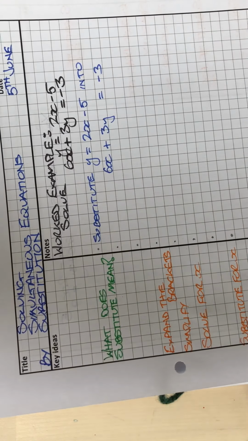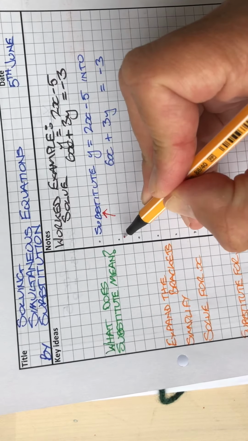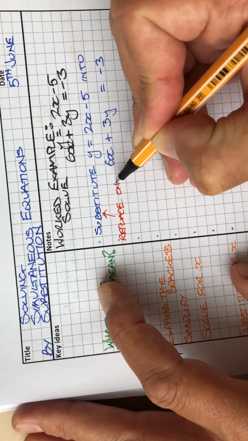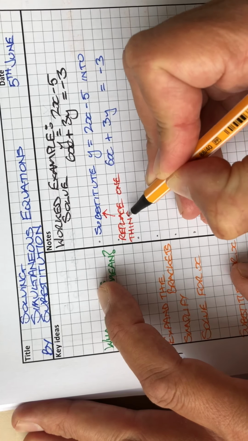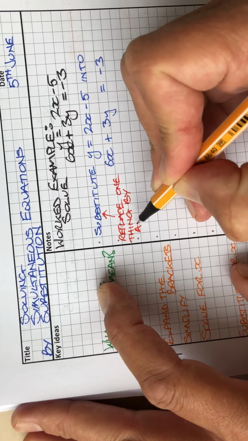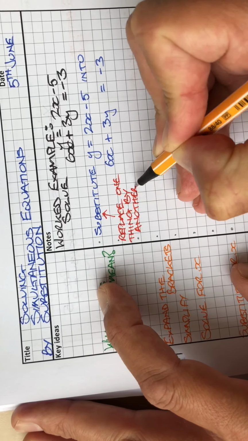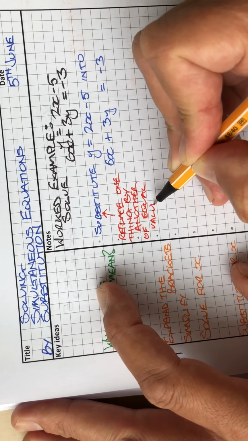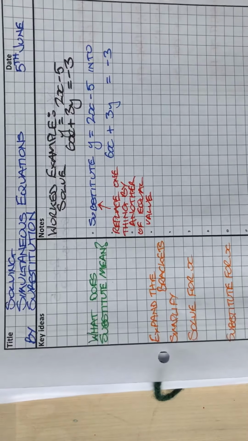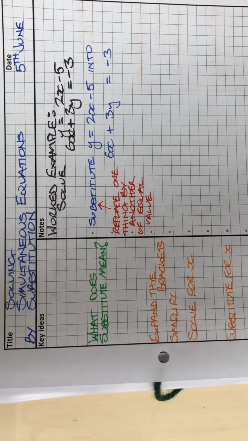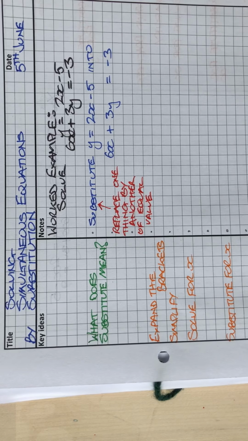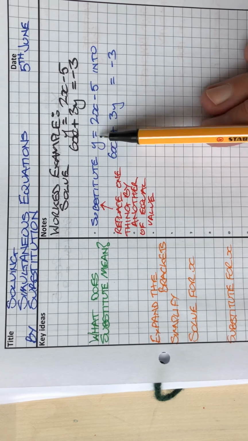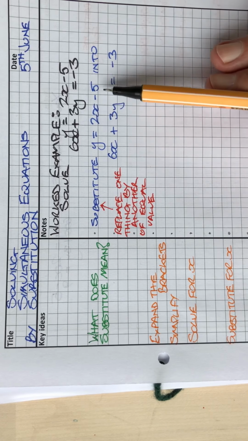So what does substitution mean? It means replace one thing by another of equal value, something that's equal to it. So what we've been doing is, we've been substituting x equals 3, replacing x by 3. But if two things are equal, I can replace one by the other. So I'm going to replace y by another bit of algebra, 2x minus 5.